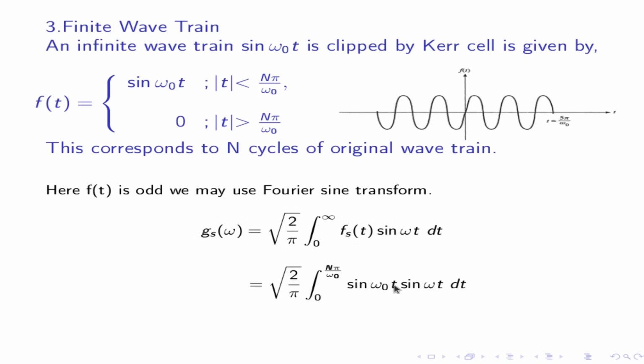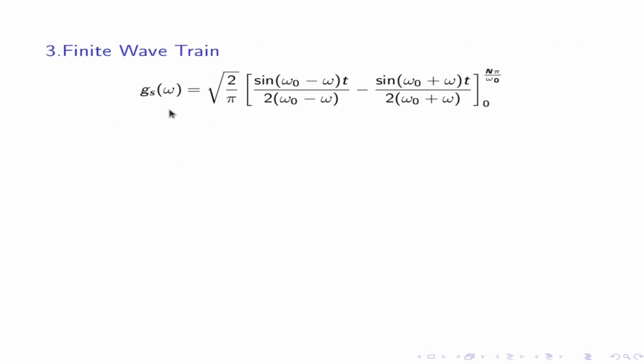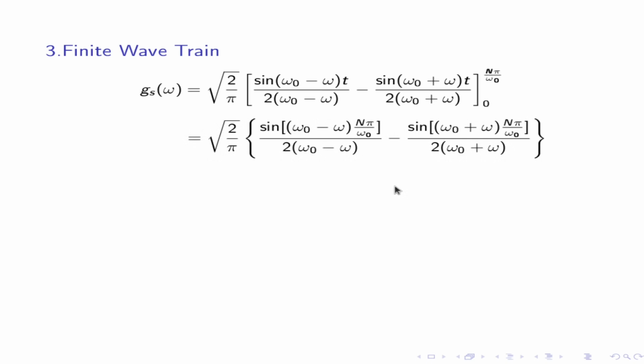Here f of t is sine omega 0 t for t from 0 to n pi by omega 0. Here we can use the identity sine a sine b is cos a minus b minus cos a plus b, by 2. That is this one: cos of omega 0 minus omega times t minus cos of omega 0 plus omega times t, and integrating, this is g s of omega, square root of 2 by pi, sine of omega 0 minus omega times t by 2 times omega 0 minus omega, minus sine of omega 0 plus omega times t by 2 times omega 0 plus omega, over the limit 0 to n pi by omega 0. And substituting, we have this one.